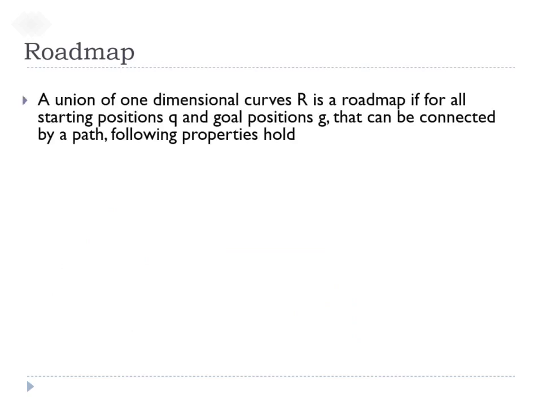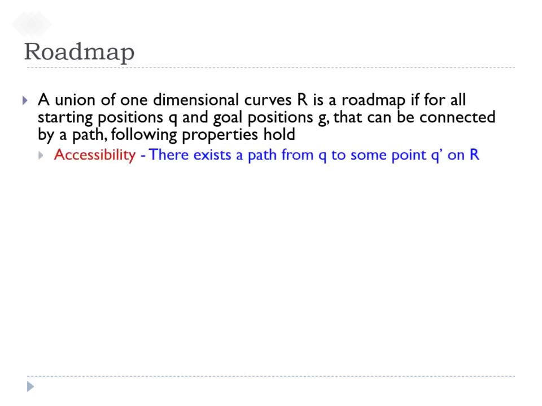I now define formally what a roadmap is. A union of one-dimensional curves in the environment is a roadmap R if for all starting positions q and goal positions G that can be connected by a path, that means there is a connectivity between these two, three important properties hold. First of them is accessibility. That means there exists a path from Q to some point Q prime on R.